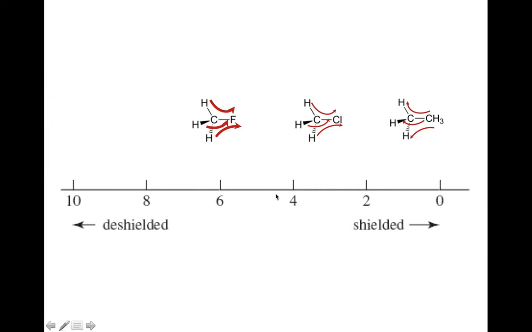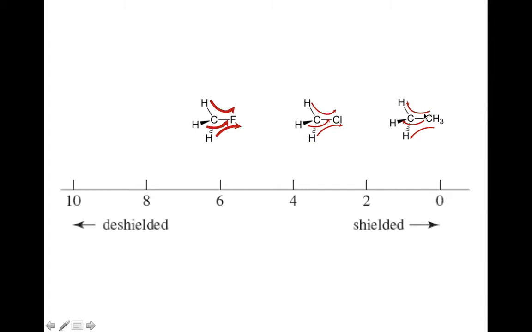So here's the x-axis of the NMR spectrum. Over this end of the spectrum with a low number of chemical shift, this is called the shielded region. So consider the molecule ethane. So these hydrogens here are close by to an electron donating methyl group.